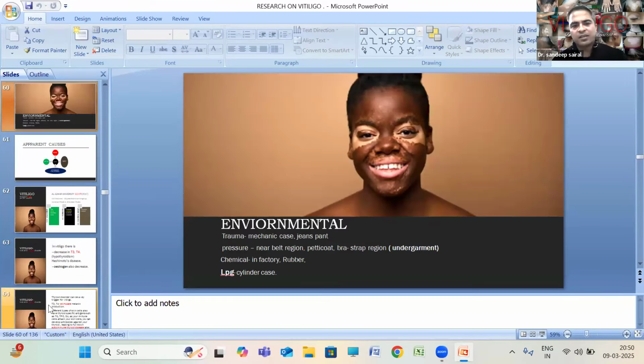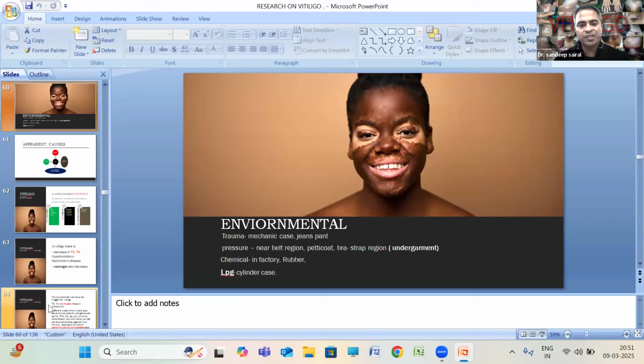See, the environmental factor is like trauma. I have a case, just a brief introduction. He was a mechanic. According to the patient, whenever he gets a scratch, injury, or trauma, he develops a new vitiligo. There will be a new onset of vitiligo. Any scratch, new vitiligo. There was one teenage girl. She had vitiligo on her legs. She says whenever she used to wear or remove jeans, the pant rubbed her legs, and due to rubbing, her vitiligo patch increases.